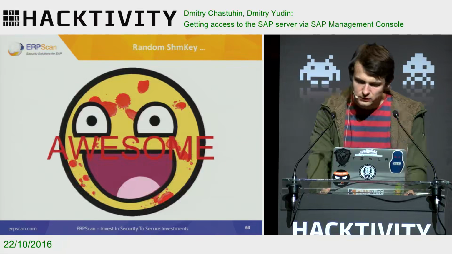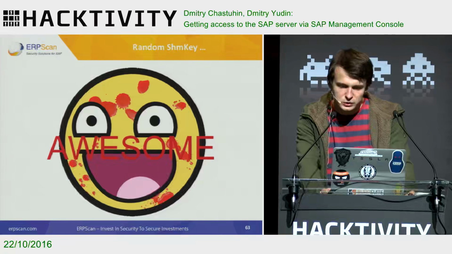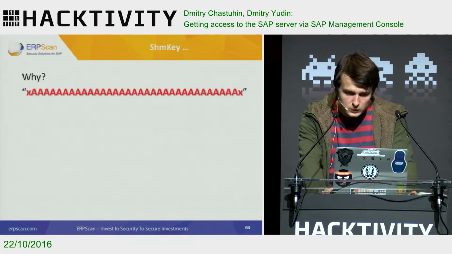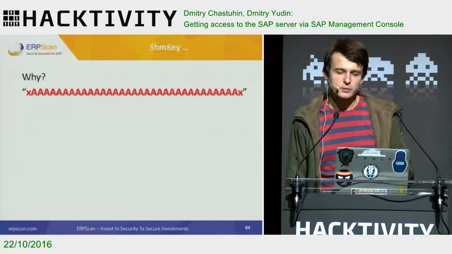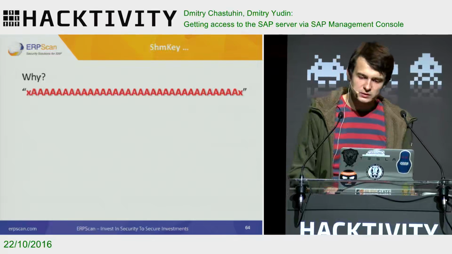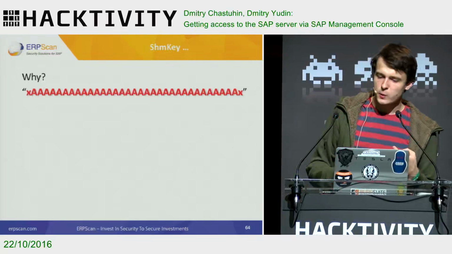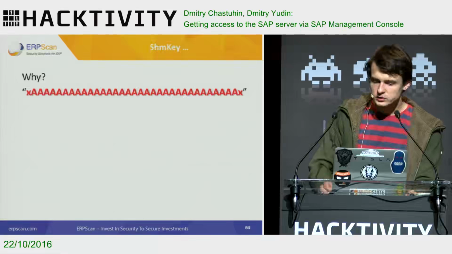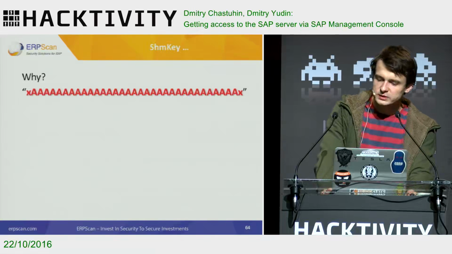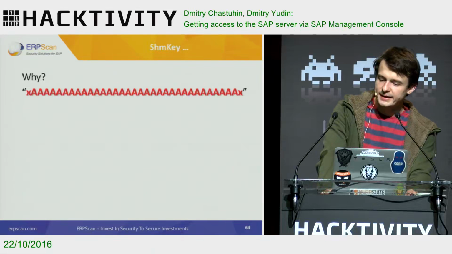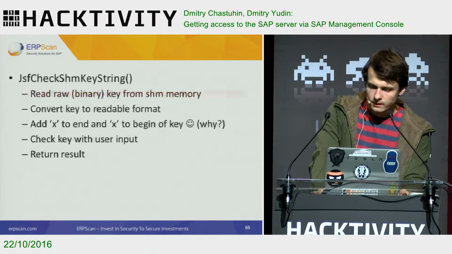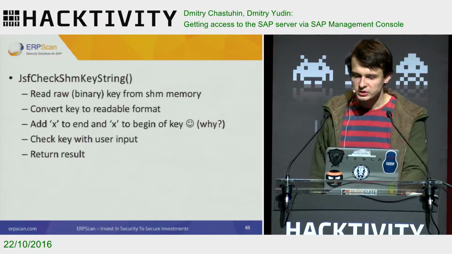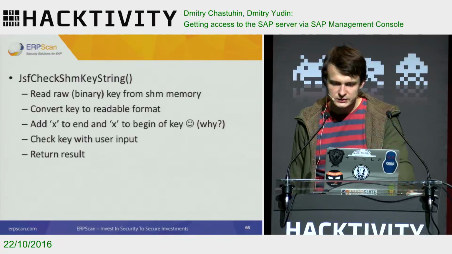It's a very good thing for us, because probably there exists some situation when this random key is not random. So we have a way to execute commands on the operating system level of SAP. We have a username and probably we have a password for this hard-coded name. So our next goal is to understand why this key is XAAX. For that, we need to understand more deeply how the function JSF check SHM key string works.